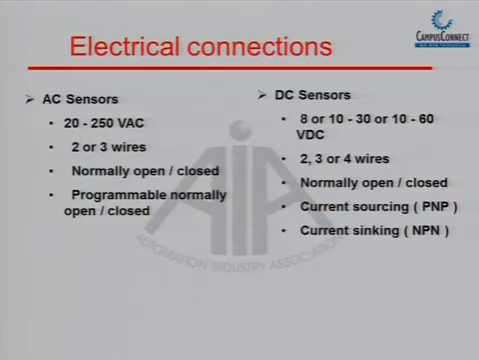Now, as I said, electrical connections are also important. The device can either use an AC sensor or it can also be a DC sensor. That means you have to decide based on this. The sensors are available in different categories. It can either be from 20 to 250 volt AC or from 8 to 60 volt DC. Again, for outputs, it can be either PNP or NPN. I think everybody here is aware of PNP and NPN, right sir? Again, NO/NC contacts, it can be either an NO contact or an NC contact.